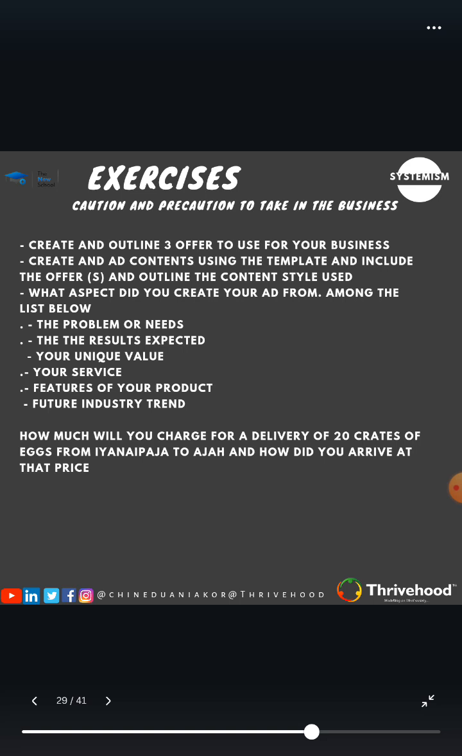So the next thing is, what aspect did you create your ad from among the list below? Is it from the problem or the needs of the prospective clients? Is it the results that they're expecting? Is it your unique value, or the unique thing you have that you use to create the content? Is it from your services? Is it from specific features of the product or the service you are offering, or from future industry trends? So you can create an ad from any of all these things.